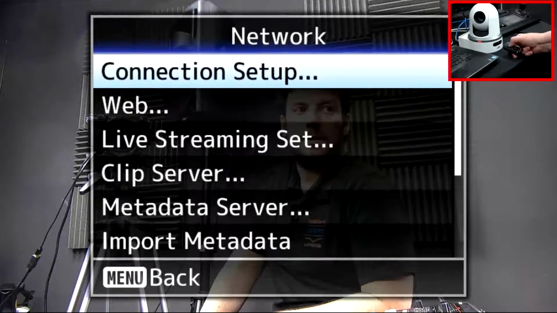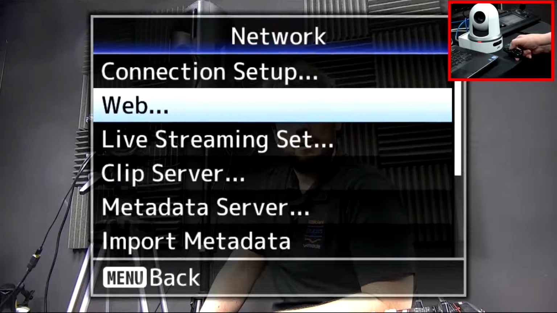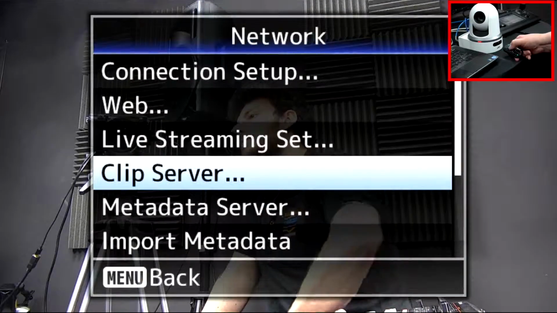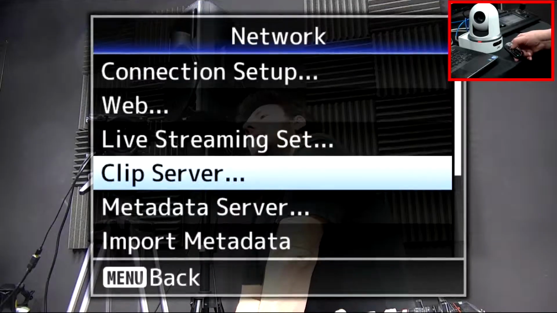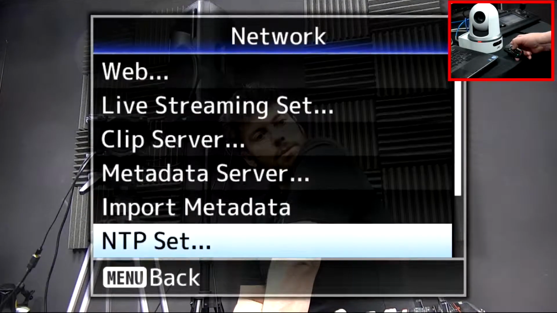Say set, and then we're going directly to the connection setup. Let me shortly explain what else is there in that network setup. First is the general connection setup for your IP settings. We have the web browser settings, which is normally on port 80. If you want to use a different port, you can set it up here. Here are all your live streaming setups. That's the clip server. You can transfer files over FTP. You can also handle metadata. If you want to have some dedicated notes in the file, the camera is able to hold metadata, and you can transfer that also by FTP, or you can import the metadata.